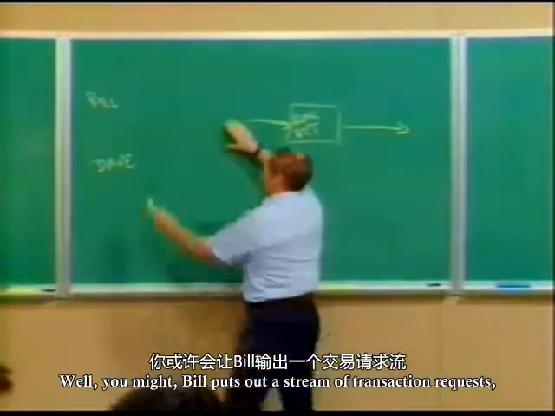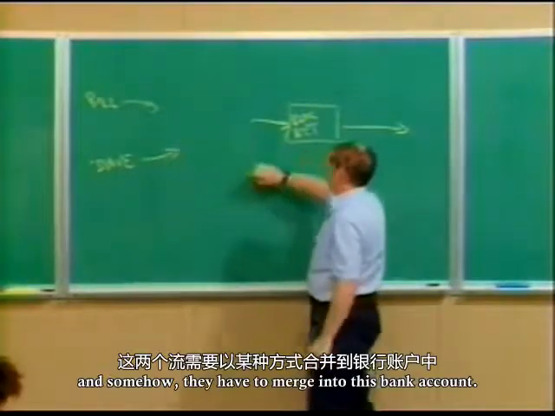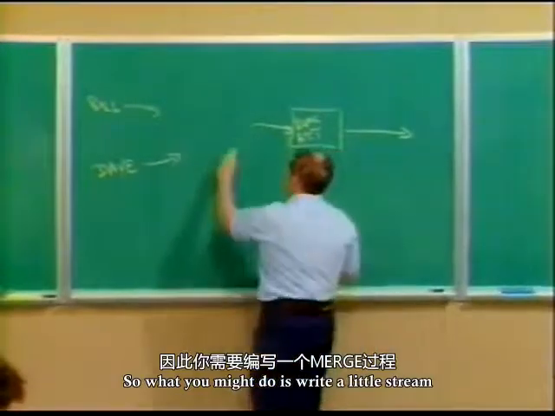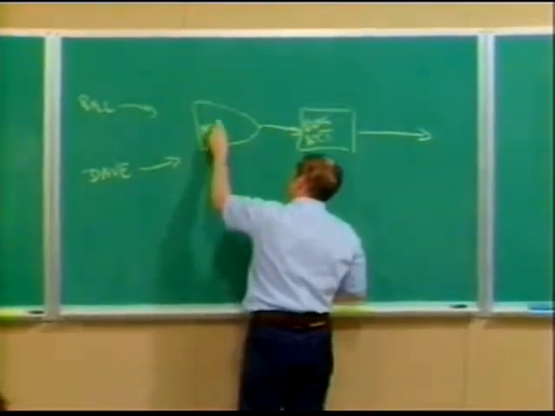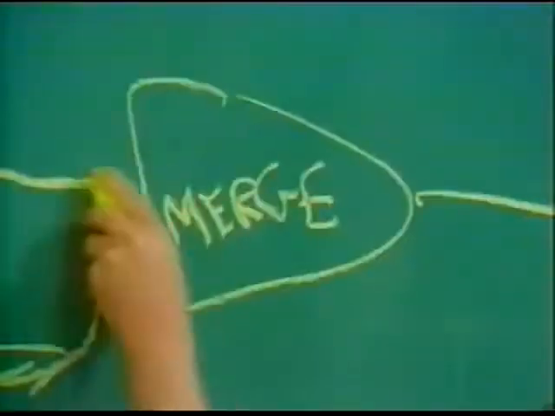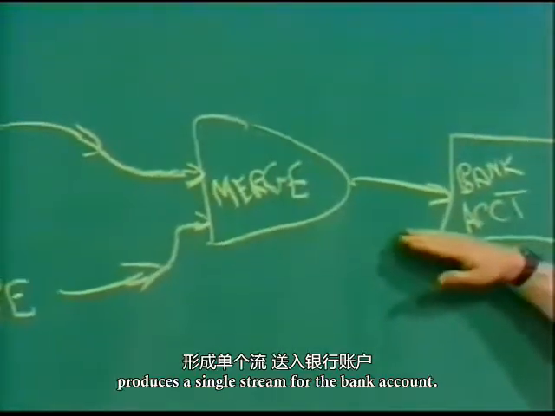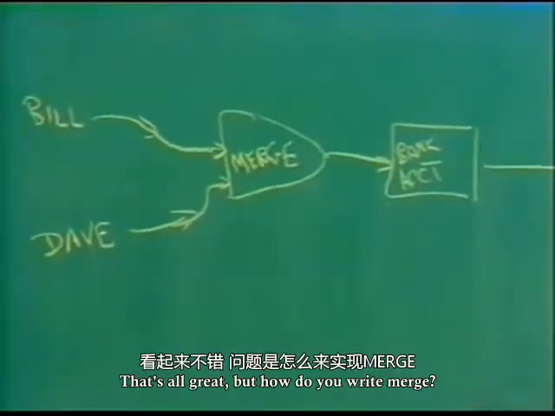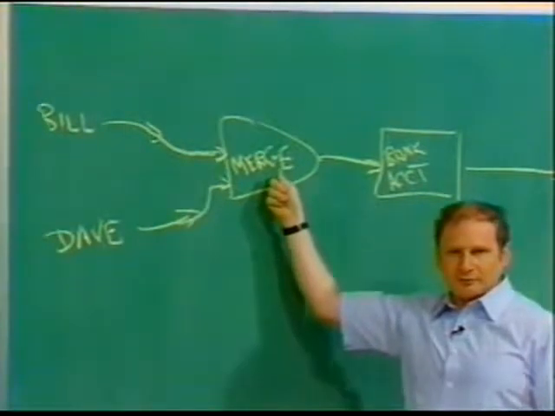Well, Bill puts out a stream of transaction requests, and Dave puts out a stream of transaction requests, and somehow they have to merge into this bank account. So what you might do is write a little stream processing thing called merge, which takes these, merges them together, and produces a single stream for the bank account. Now they're both talking to the same bank account. That's all great, but how do you write merge? What's this procedure merge?